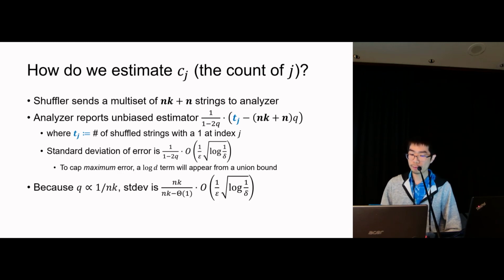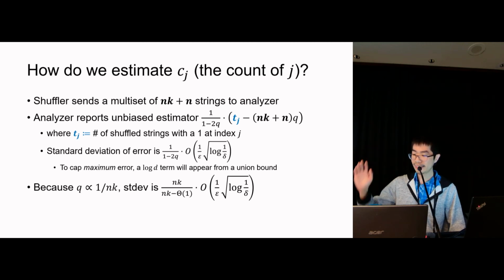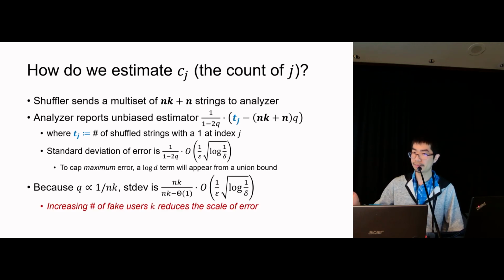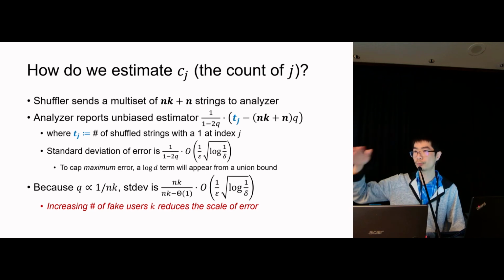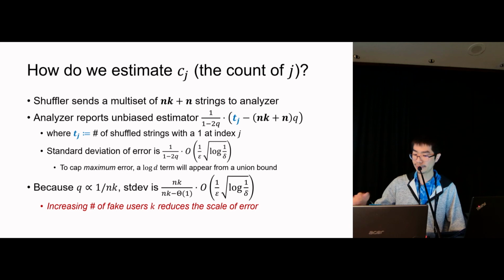And now remember that q was set to be something vanishing with 1 over nk. And if you plug it back into this expression, it's nk over this function. But the upshot is that if I increase the number of fake users, k, we reduce the scale of error. So this factor approaches 1 from above. Right, so this is an interesting property which bears out in the experiments.